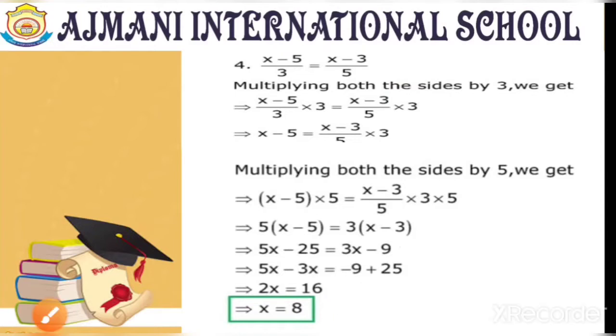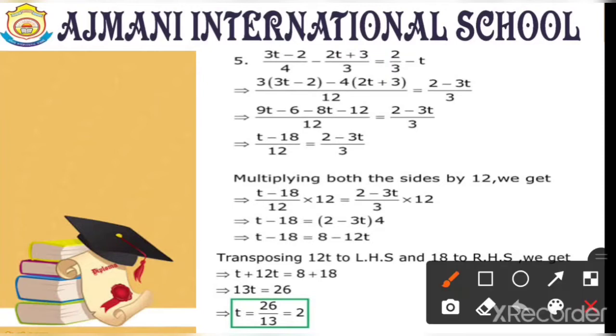Moving to question number 5. It is (3t minus 2) upon 4 minus (2t plus 3) upon 3 is equal to 2 by 3 minus t. See, here the equation looks a bit difficult. That is why we are not going to do any transposition. We are simply going to take the LCM at this place.